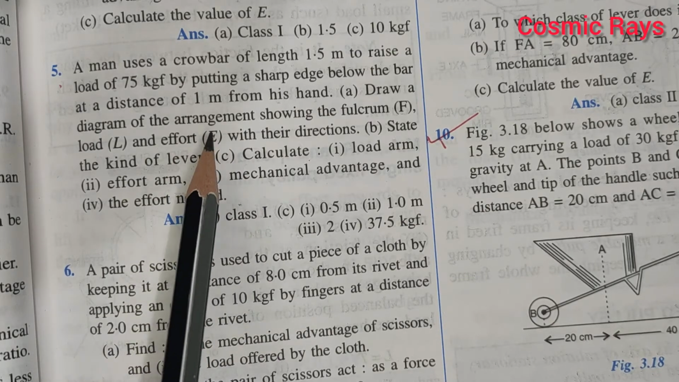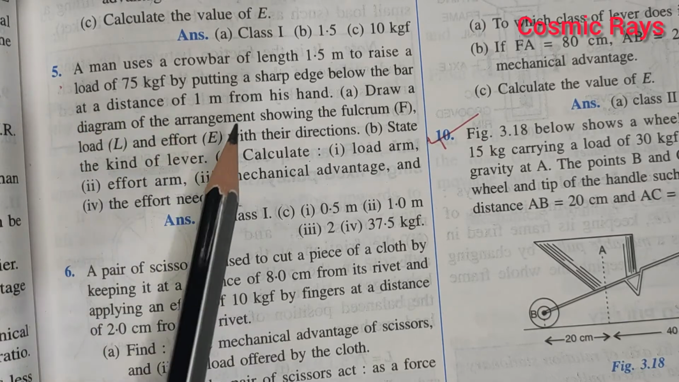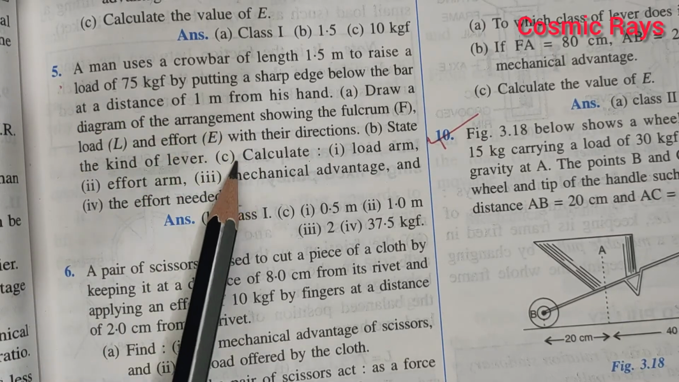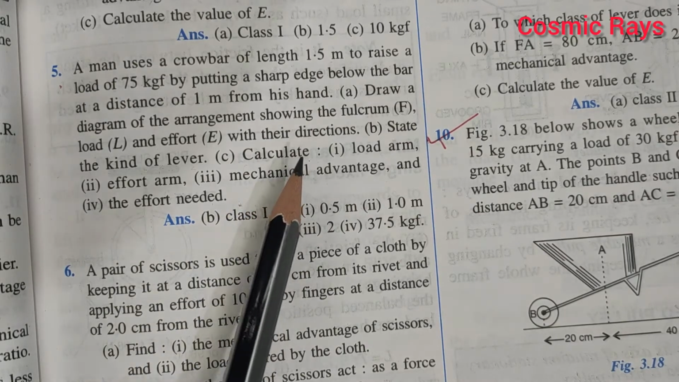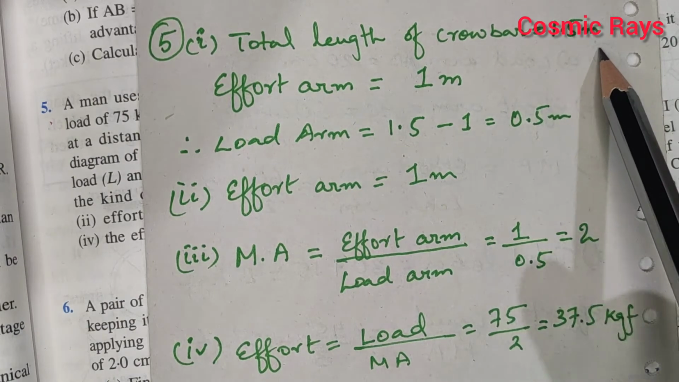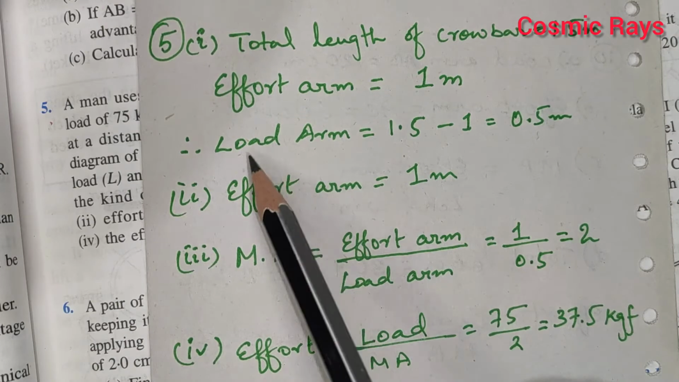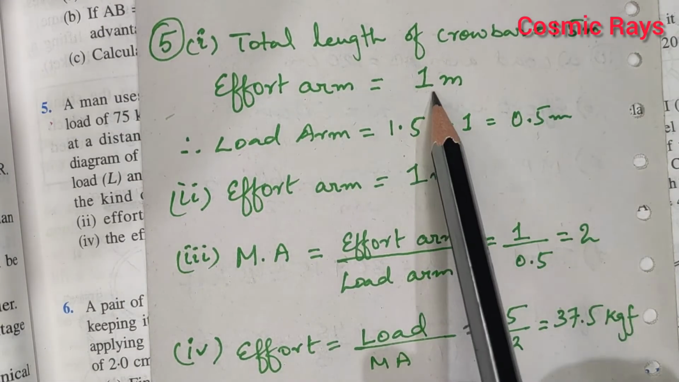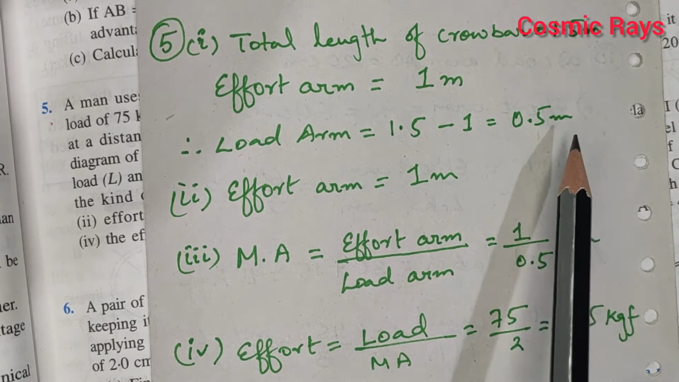This will again be a class 1 type of lever. You can just draw the diagram from the book. I'll be showing you only the calculation part. So here the total length of the crowbar is 1.5 meter. It's given to us. Effort arm is 1 meter. So load arm will be total minus the effort arm. That is 1.5 minus 1, that is 0.5 meter.